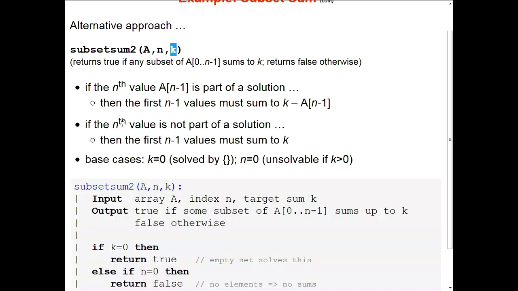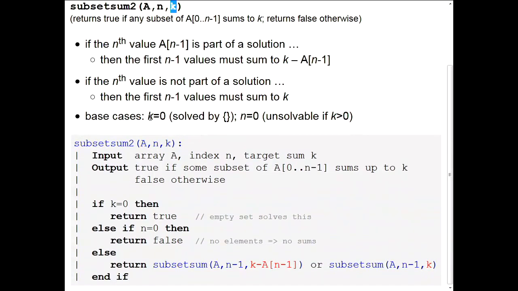This is one possibility. The other possibility is to ignore the nth value. The 99 at the end is not part of any solution. Then I have to find numbers that add up to 1000, my original target sum, in the remaining array. That gives us a nice recursive solution.